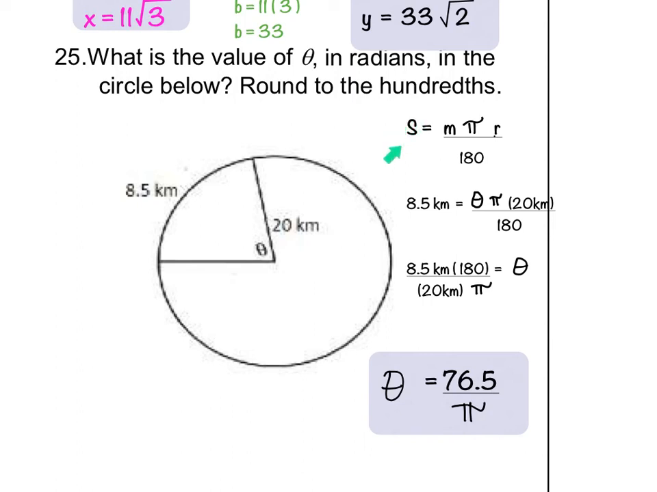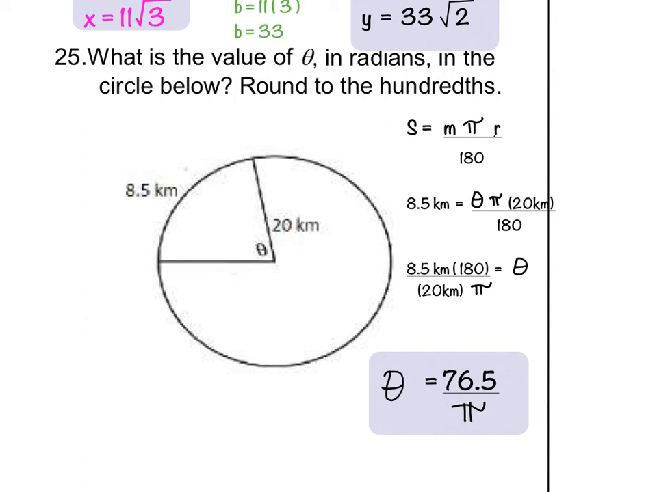So I know the arc length, which is S, which is 8.5 kilometers. So I put that in the S spot. I don't know M, but I know when I do find M, it's going to be the same as theta. And pi, I'm not going to substitute for pi because I want pi in my answer, because they told me I want radians. And I know the radius is 20 kilometers, so I'm going to leave 20 kilometers. And I'm going to divide all of that by 180 like the formula says.